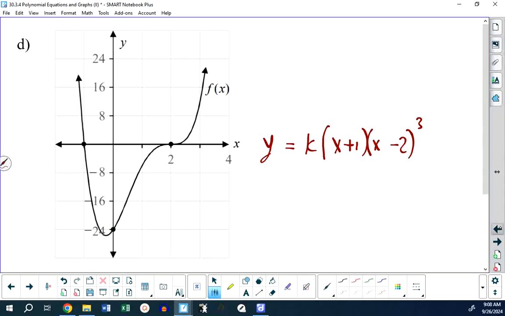It's a degree 4 polynomial. How do I know it's a degree 4 polynomial looking at the graph? I do this. 1, 2, 3, 4. I count all the multiplicities and add them together. By writing out the factors, I can see that that's going to be the case. I'm going to put in 0 for x, negative 24 for y. So we'll get negative 24 equals k times, oh man.